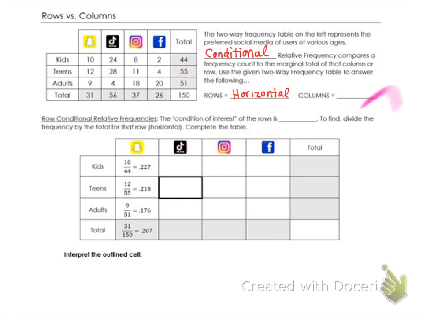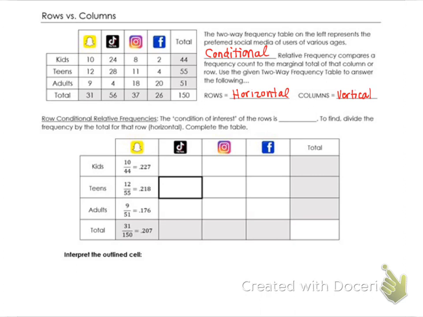If we were talking about columns, on the other hand, columns can be measured vertically. Okay, vertical. So vertical is up and down. That would be talking about all the Snapchat users would be 31 total, all the TikTok users 56, all the Snapchat 37, all the Facebook would be 26. So we're going up and down when we're talking about conditional.